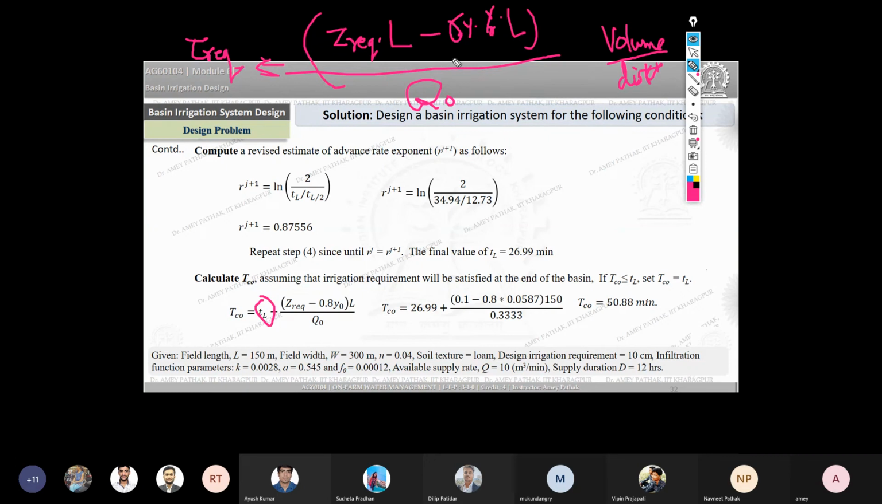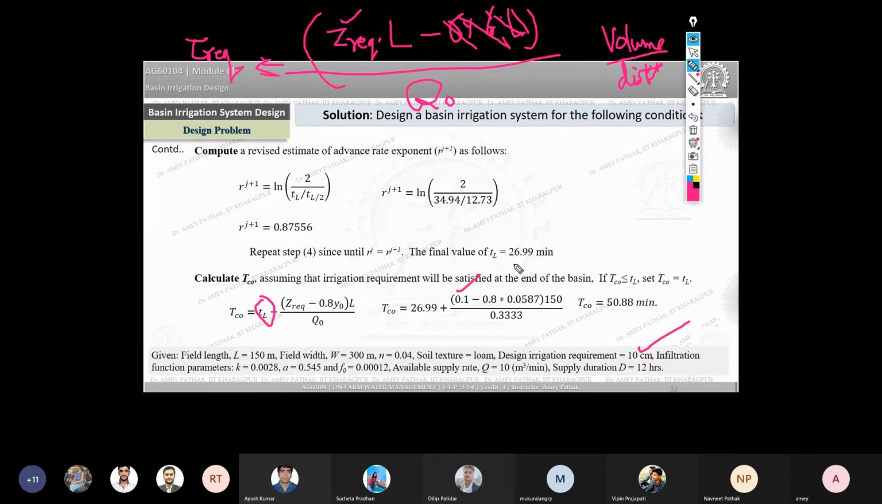Okay, so this we are subtracting because our concern is not how much time is required to pond the surface. Our concern is only how much time is required to achieve this tau requirement depth. From this, this is known to us: 10 centimeters given in the question. 10 centimeter means 0.1 we have to substitute here.